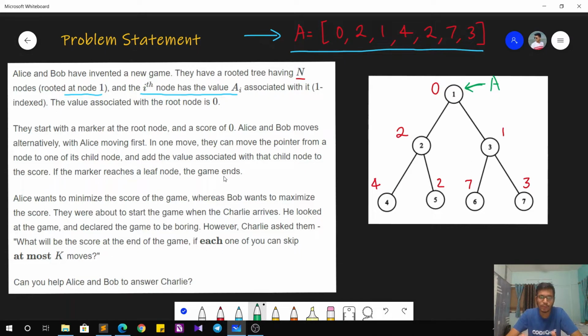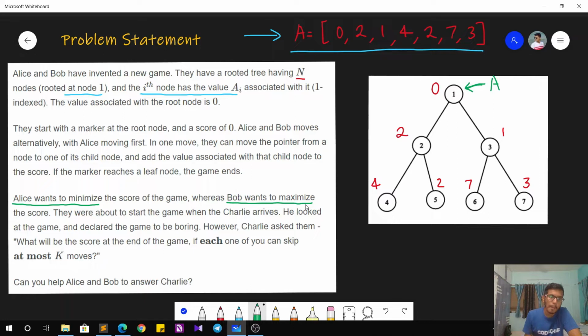Now what is the motive or objective of the game? So Alice wants to minimize the score of the game, whereas Bob wants to maximize the score. So remember how they are going to play alternate turns and the numbers will be added to the score. So Alice wants the final score of the game to be minimum, whereas Bob wants it to be maximum.